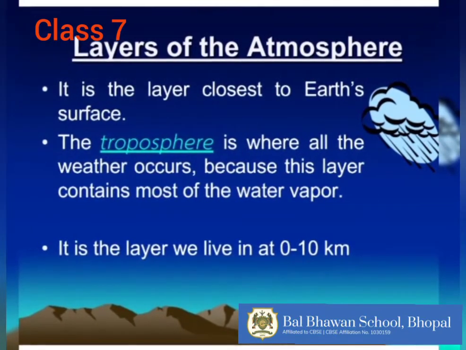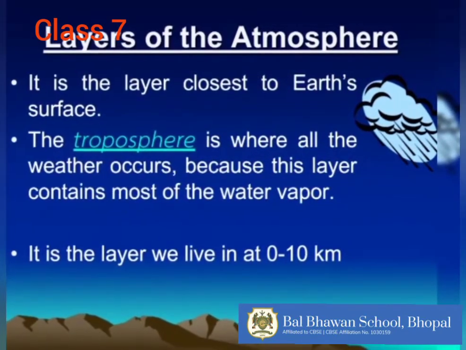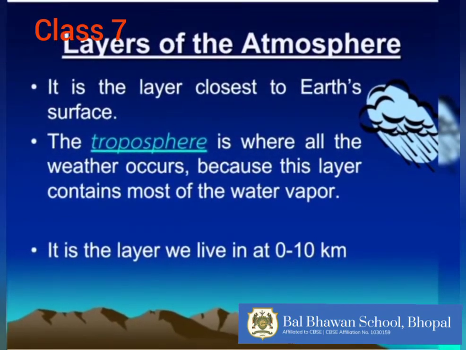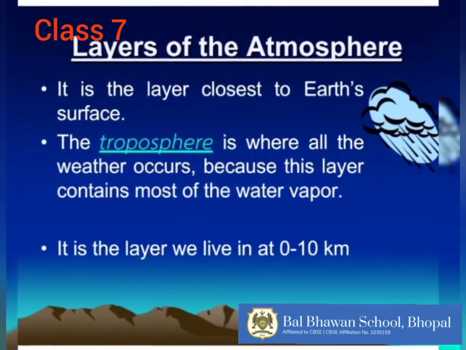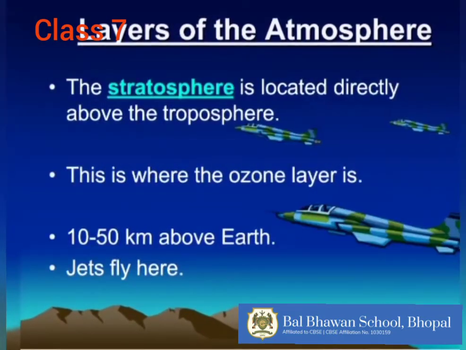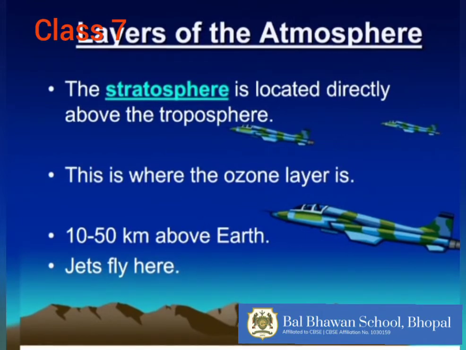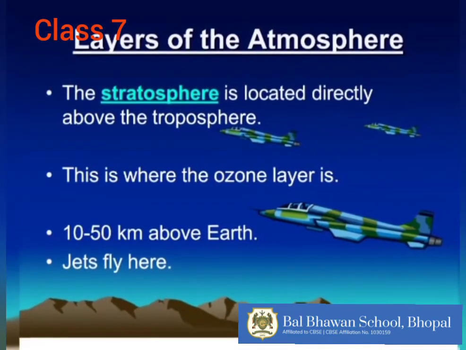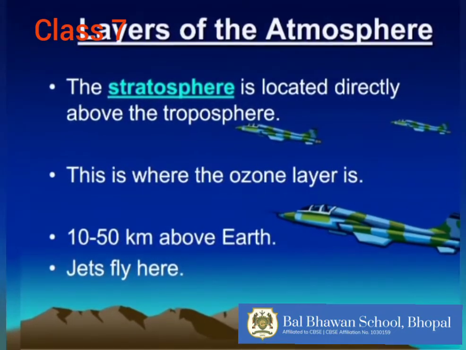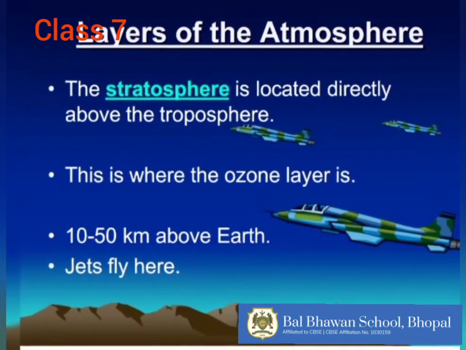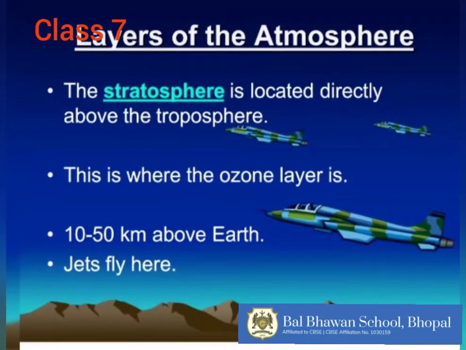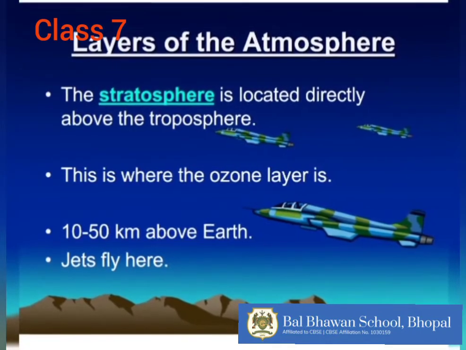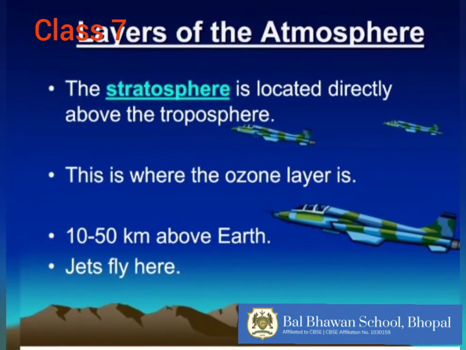Let us come to the next layer, that is stratosphere. The stratosphere lies above the troposphere. Its estimated height is about 50 kilometers above the mean sea level. This layer is almost free from all types of weather phenomena. Clouds are almost absent and there is very little dust or water vapor. Jet planes which fly at a high altitude fly in the lower part of the stratosphere.